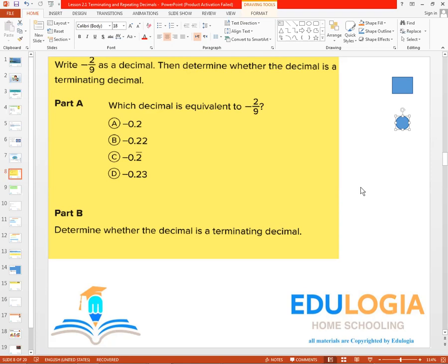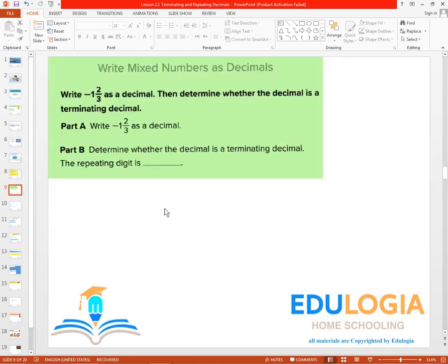Mister, it's going to be not terminating. It's going to be negative 0.2, but it's infinity. Which one is it, A, B, or C? It's C. Yes, bravo. Okay, it's very good. Part B, determine whether the decimal is a terminating decimal. Is it terminating? No, mister, it's not. No, okay. Thank you. Excellent.